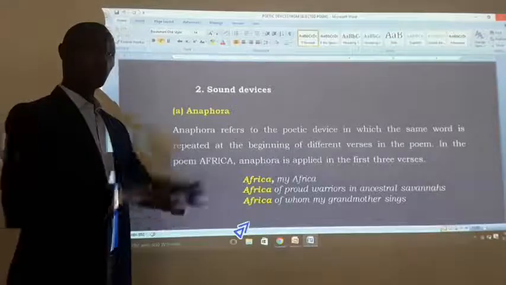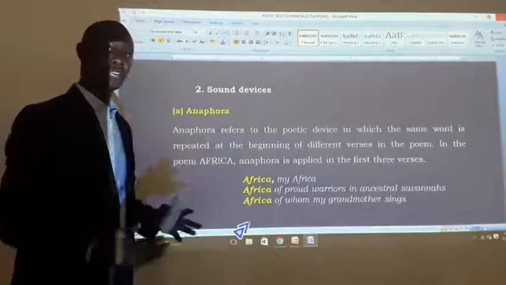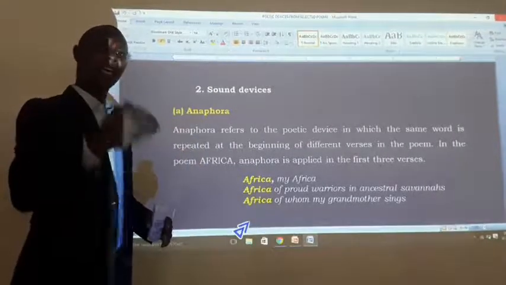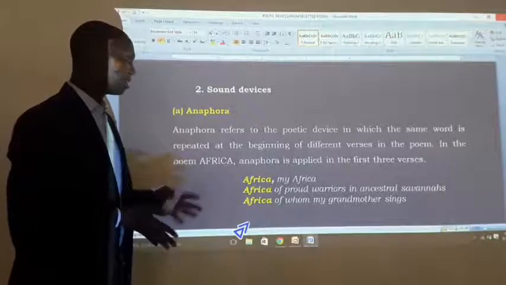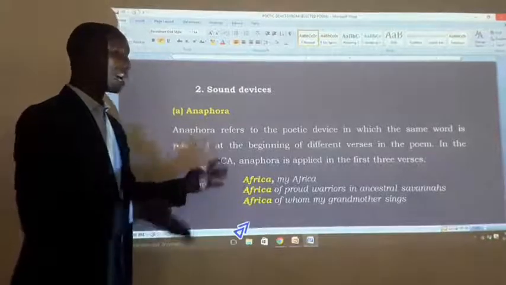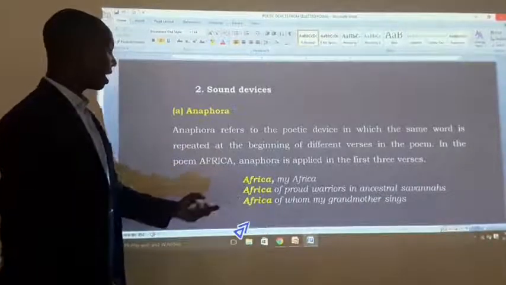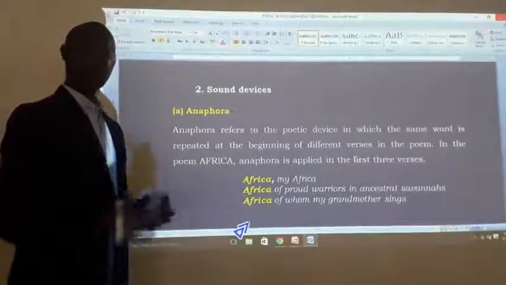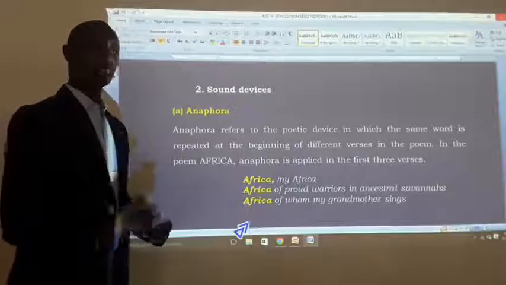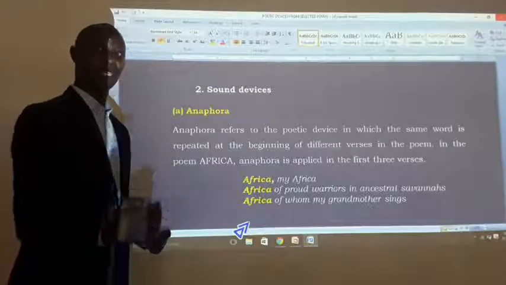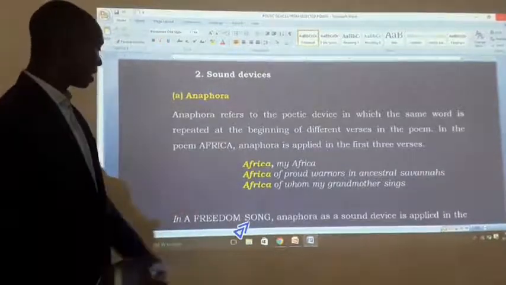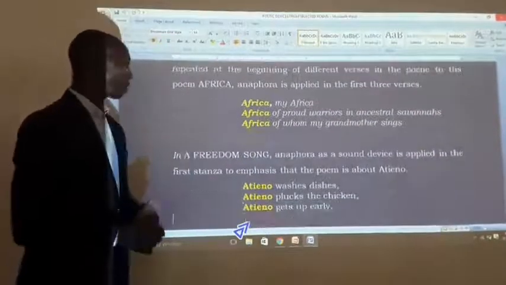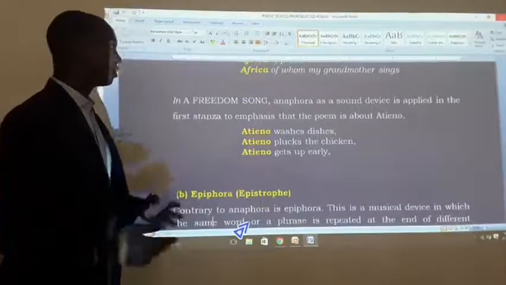Most students don't just say generally that it's repetition, of course, but every kind of repetition has a specific name. So in this regard, this is what you call anaphora. For that case, the next time you meet a poem, you must be in a position to ask yourself, what kind of repetition is this? Therefore, let us now move on to see another poem which uses anaphora. A Freedom Song, of course.